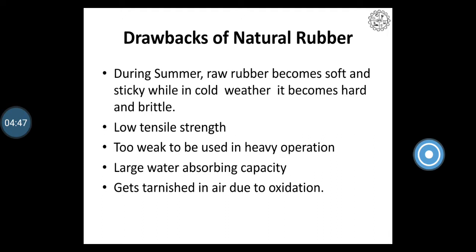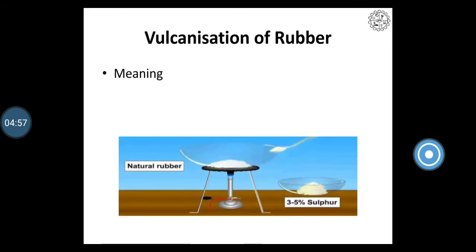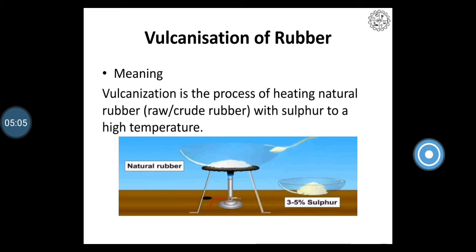Then what to do? The next slide gives you the answer. That is the vulcanization of rubber. What does it mean? You can see in this picture. Here, natural rubber is taken along with sulfur and is heated. That is, vulcanization is the process of heating natural rubber with sulfur to a high temperature.